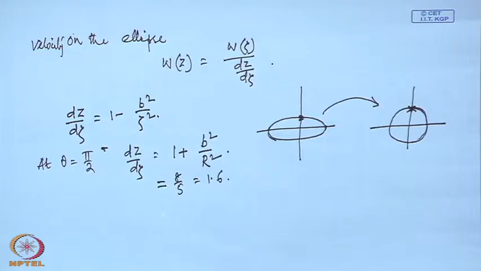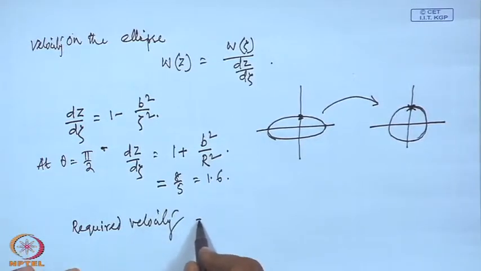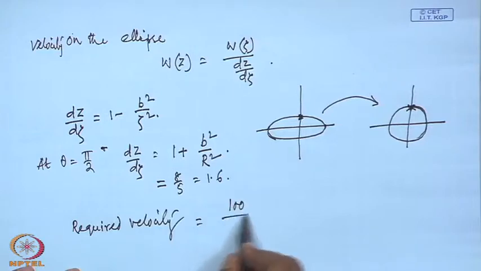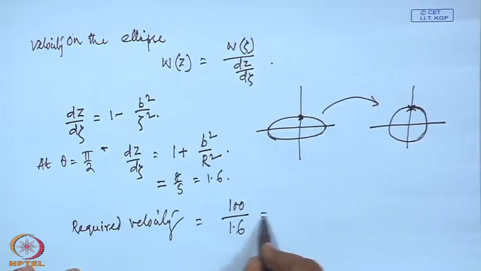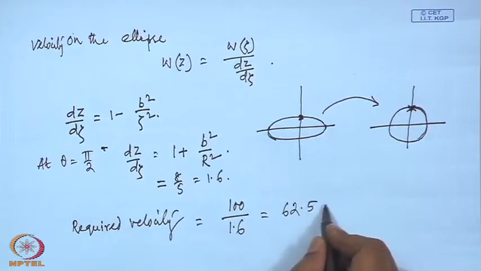Okay. So, now we can find the velocity. This I think will come as something like 62.5. Okay, fine.